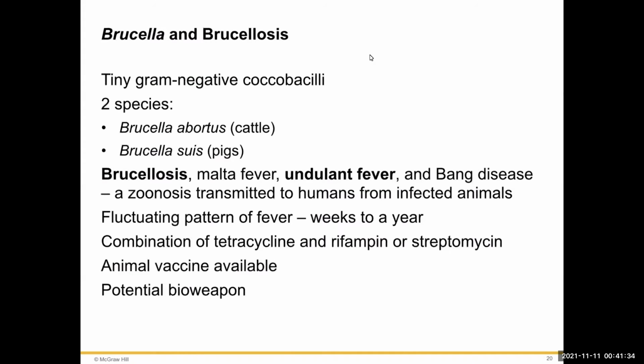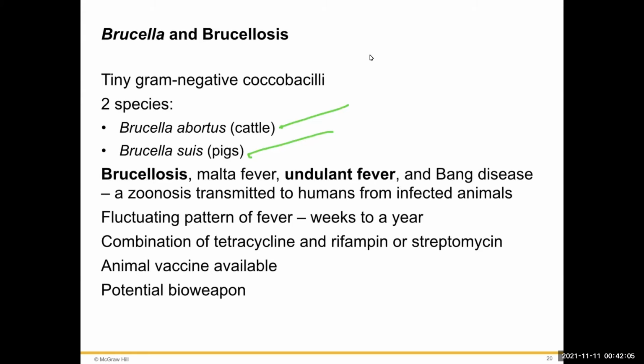Brucella and brucellosis. These are tiny gram-negative coccobacilli, so very small ones. There are two species: Brucella abortus, which is found in cattle, and Brucella suis, which is found in pigs. Brucellosis is also called Malta fever, undulant fever, and Bang's disease. All those are brucellosis. It's a zoonosis transmitted to humans from infected animals. If it's abortus, it's transmitted from cattle. If it's suis, it's transmitted from pigs, and it causes brucellosis.